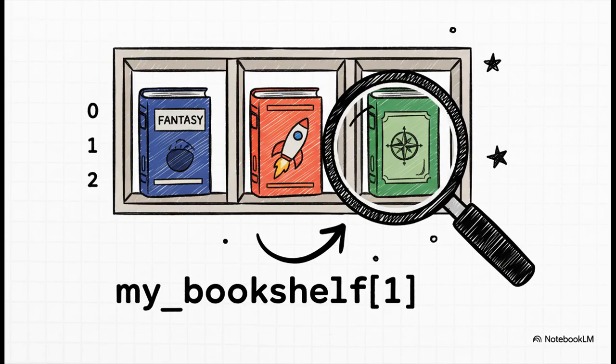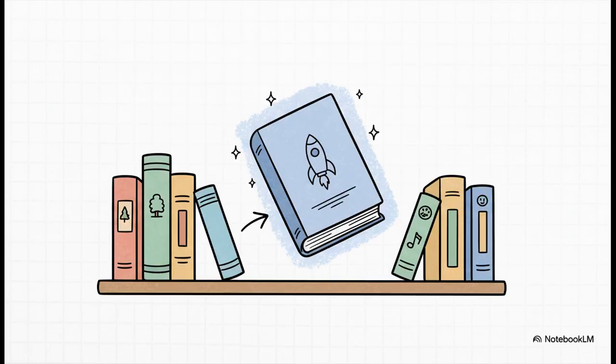So, to get our sci-fi book, we use our list's name, My Bookshelf, followed by the index number in square brackets. Since sci-fi is the second item, its index is 1. And boom, just like that, Python gives us exactly what we asked for, the string sci-fi. It's that easy. You've just pulled a specific item right off your list.